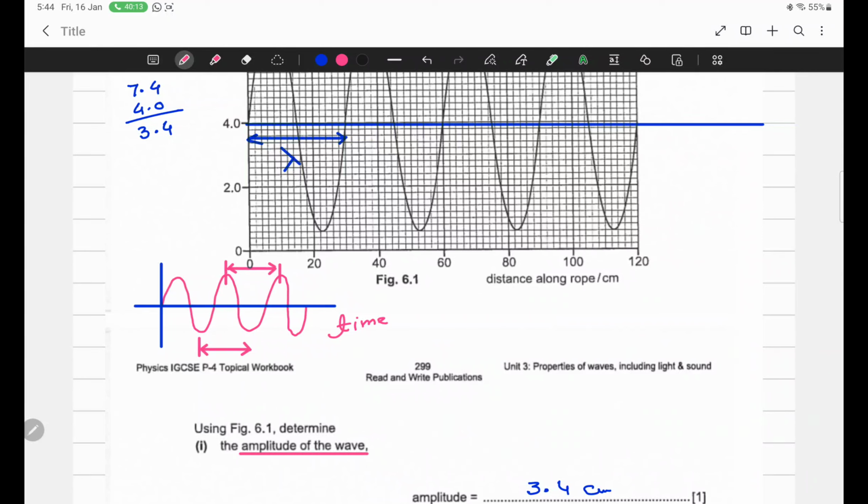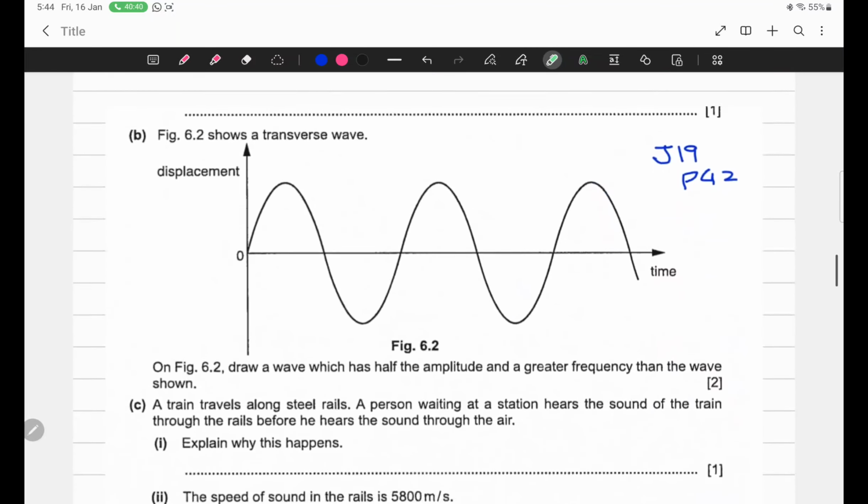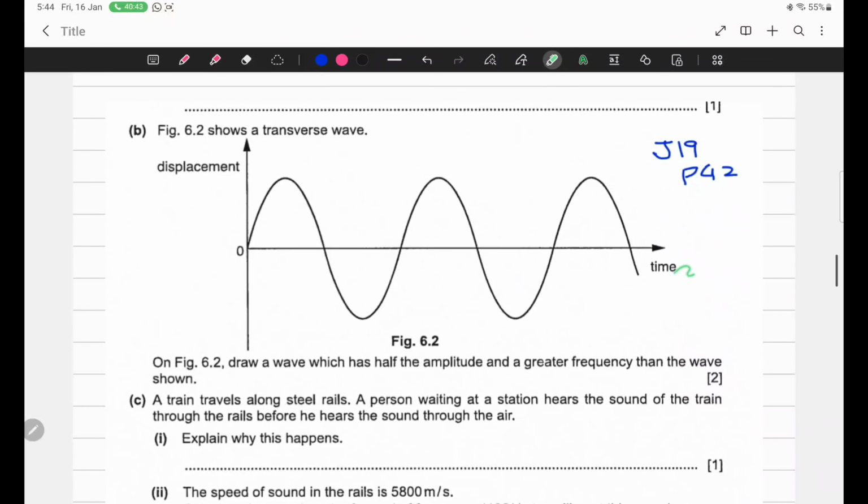If along the x-axis it is time, then the length of one cycle is called the time period. So whenever you study a graph of a wave, you should first check what is along the x-axis, the horizontal axis. If the distance is along the horizontal axis, then the horizontal length of one cycle is called one wavelength. But look at this question. In this question, along the x-axis, there is no distance.